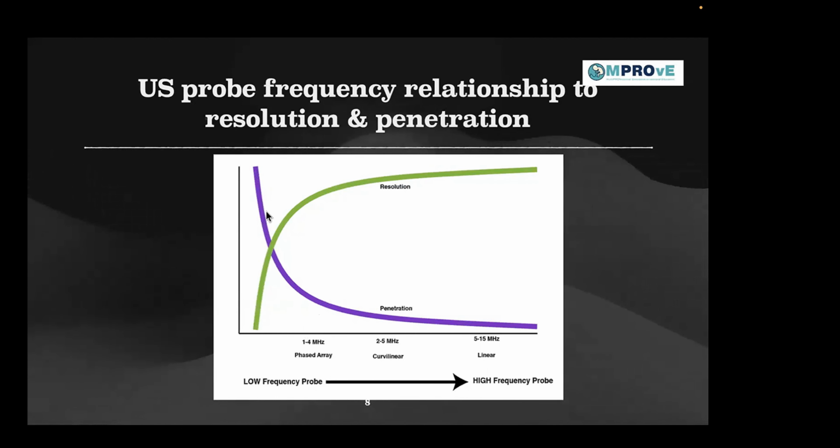image of that. As your frequency increases, the curvilinear and the linear probes, as you all are using linear at the moment, 5 to 15 megahertz, you get a high resolution picture, but at the cost of the penetration. So you cannot see deeper structures, but whatever superficial structure you see, it gives you a very crisp image.